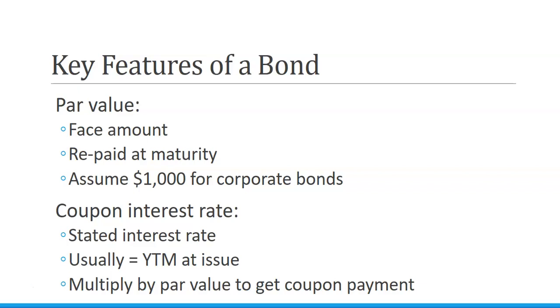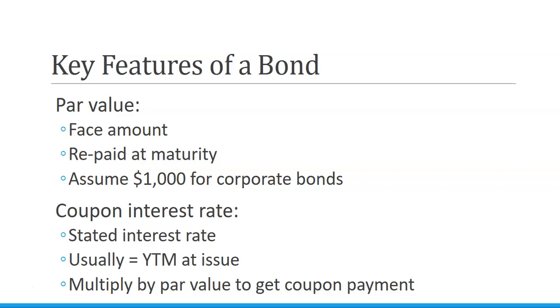Now, bonds can have different face values or par values, but this chapter, for all homework and example purposes, is going to assume that corporate bonds are $1,000 because that is the most common.